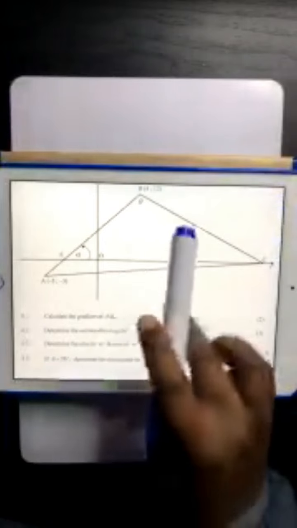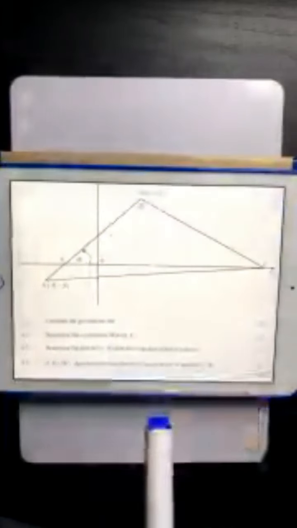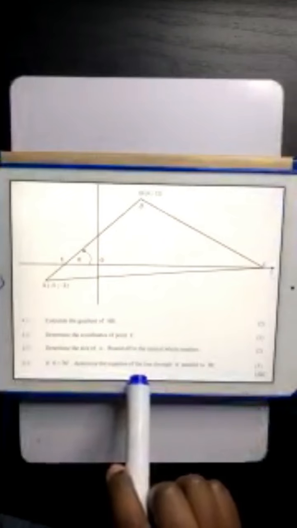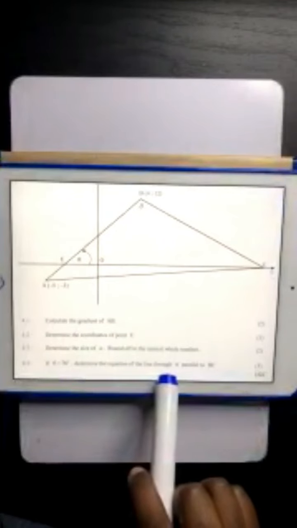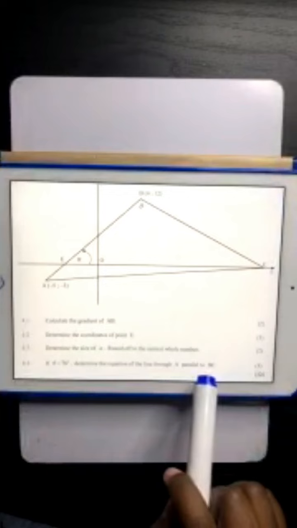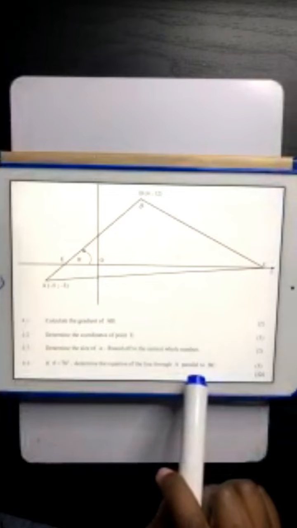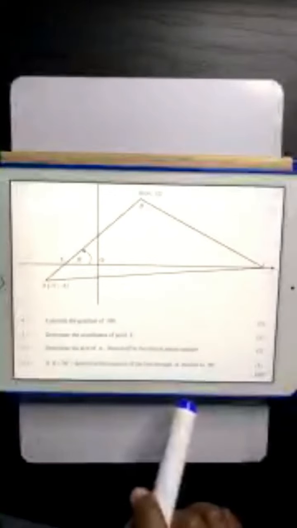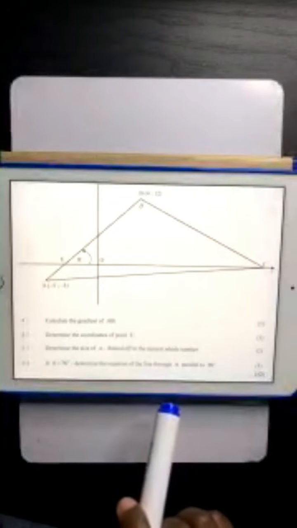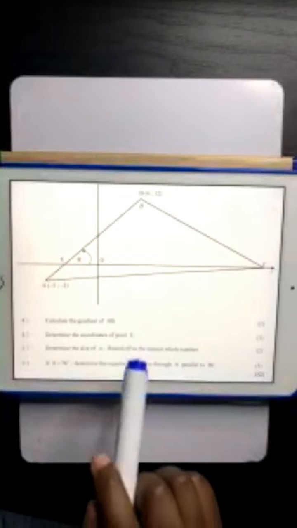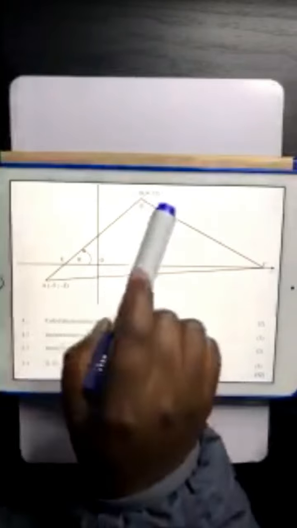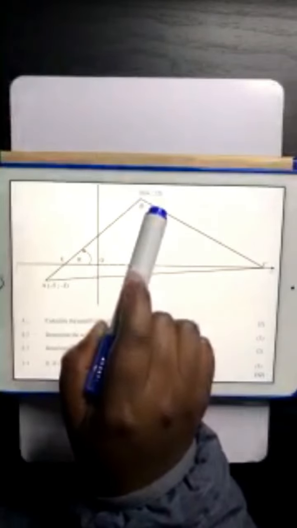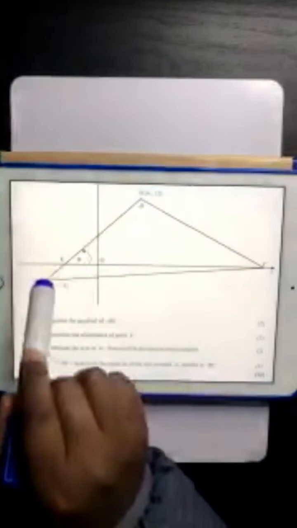4.4, if theta is equal to 76, determine the equation of the line through A parallel to BC. Parallel to BC. So you have that angle, and they say a line being parallel to that line over there.